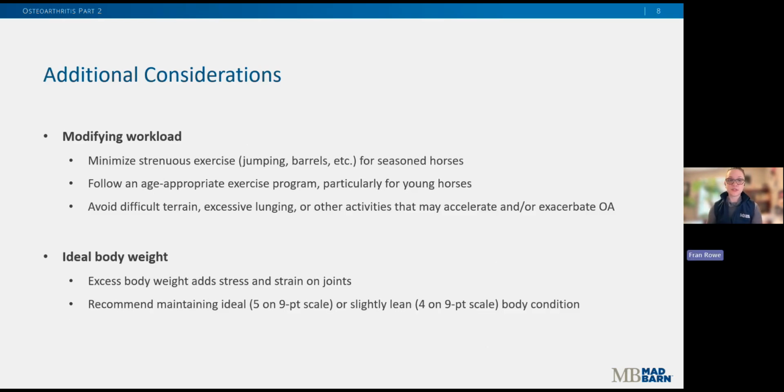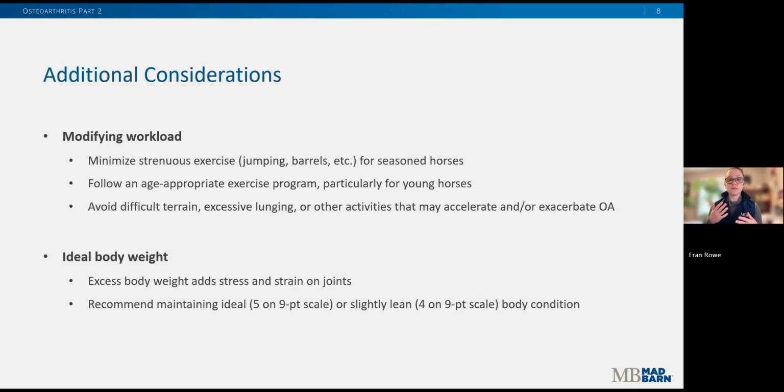Last but not least for today are a couple additional considerations, which are really centered around how we can reduce that wear and tear on the joints in order to slow down osteoarthritis progression. So first is modifying workload. Think about ways that you can potentially modify your horse's workload to better support their joint health. That might mean minimizing days of strenuous exercise, like schooling over jumps or running your barrel pattern, etc., particularly for seasoned horses that already know their job.